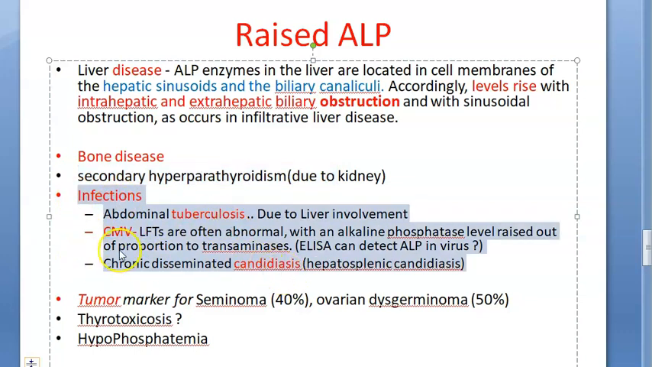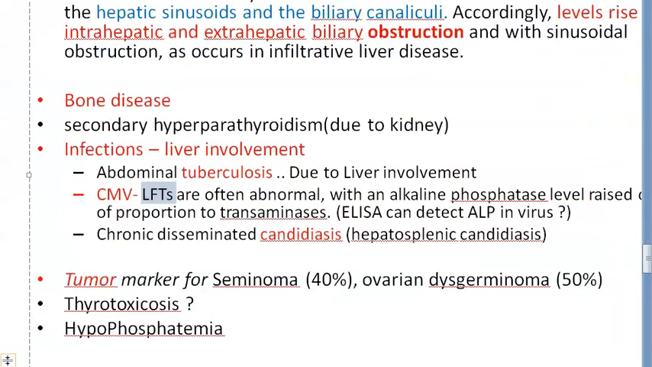Now let's go to infections. Some infections can also raise ALP. This usually is because of liver involvement. In abdominal tuberculosis, it is due to liver involvement. In CMV, the LFT, that is the liver function test, is abnormal, so alkaline phosphatase level can be raised. See, ELISA can detect ALP in virus. Somewhere we had read this in 12th, right? ELISA can detect ALP, they are saying.